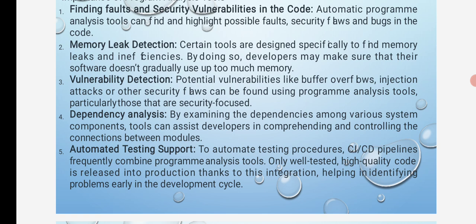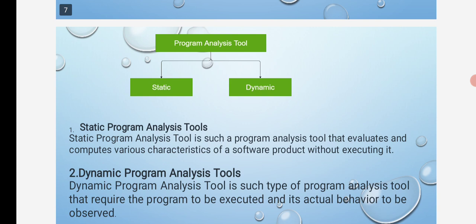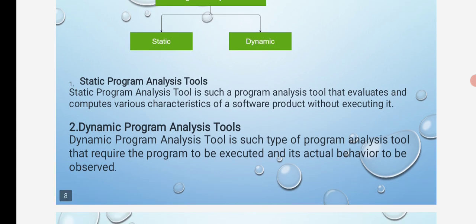To automate the testing procedure, CI and CD pipelines frequently combine program analysis so that only well-tested, high-quality code is released into production. Thanks to this integration, problems are identified easily in the development cycle. Program analysis tools can be divided into two parts. One is static, another one is dynamic.